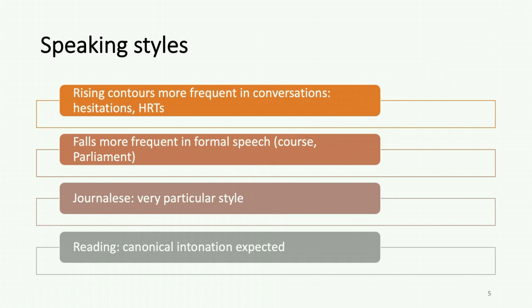Falls are more frequent in formal speech. Teachers or members of parliament, for example, know that they will not be interrupted, so they do not have to utter rising contours in order to keep the floor. In a very particular speaking style, like sports commentaries, for instance, a football game or a horse race, the journalist tends to use a lot of rising contours because they do not know what's going to happen. These rising contours allow the commentator to raise the suspense.